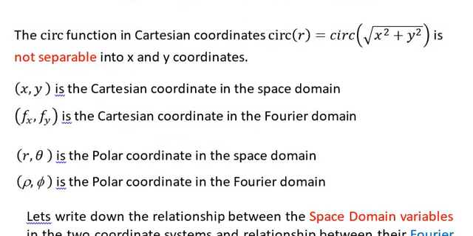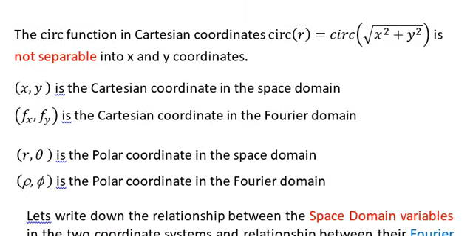The circ function in the Cartesian coordinates is given by circ of r, equal to circ of the square root of x squared plus y squared, and is not separable into x and y variables. We cannot separate the circ function when we are working in the Cartesian domain. So we have to work out the Fourier transform of the circ function in the Fourier domain.